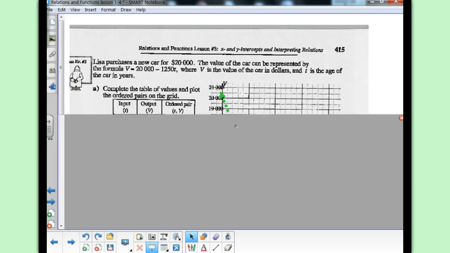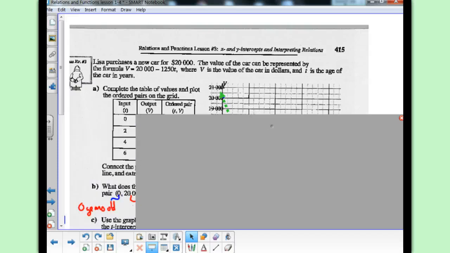Now in this case, because we're just getting started, they've actually told you that the inputs you're going to put in there are 0, 2, 4, and 6 years. But in another situation, you might actually pick them all yourself. So in the first question, finish off the table of values. If you were to have a car of 0 years old, what would the value be? Plug zero into your formula, and what do you get?